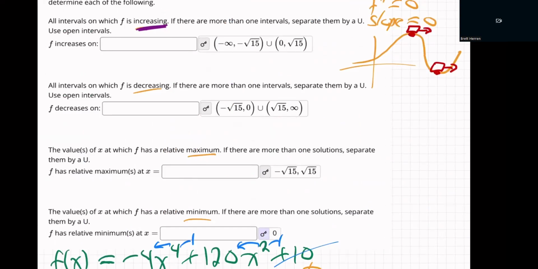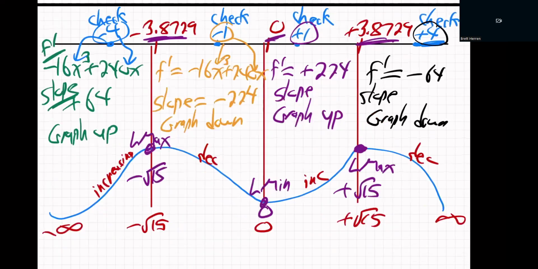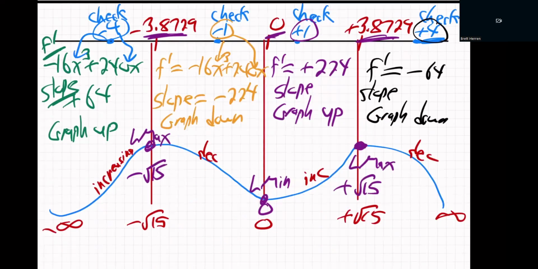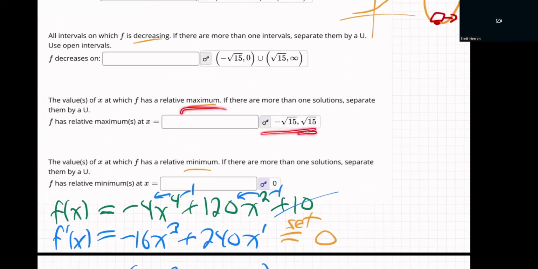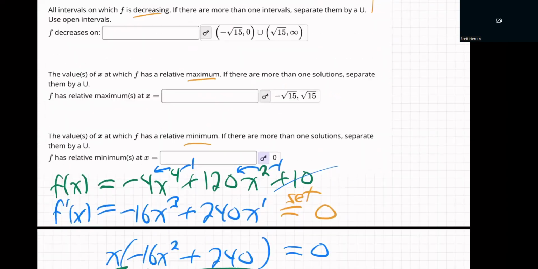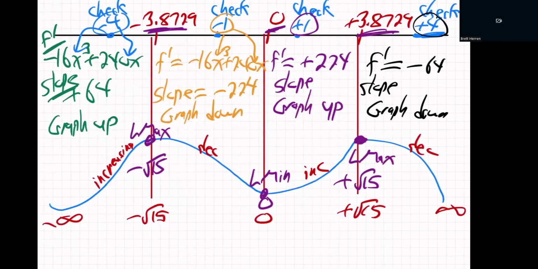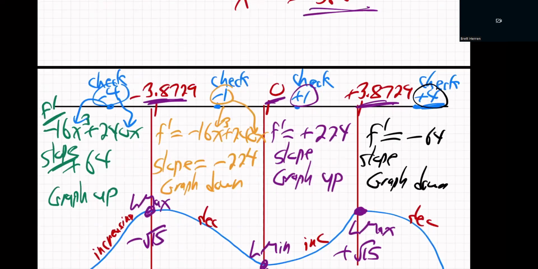Now, where does it have relative maximums? Where are the local maxes? Here, negative root 15, and here, positive root 15. A max and a max, negative and positive root 15, right? And finally, minimum at 0. Is that true? Yep. Minimum right there, 0. The only minimum is at 0. Good. And that's it. I think it's all the questions, right?